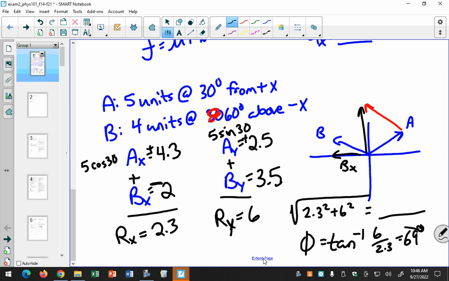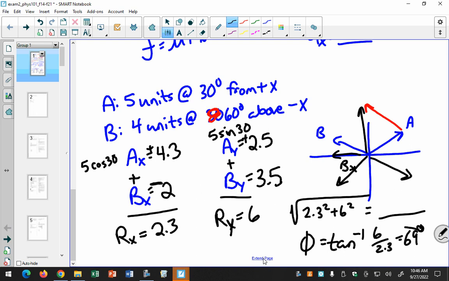So if it was below the negative x, then bx and by would be negative? Yeah, so if the vector b was down here instead, bx and by would both be negative. And if it's in quadrant 4, then bx is positive and by is negative. That's why knowing your unit circle is really useful. Okay?